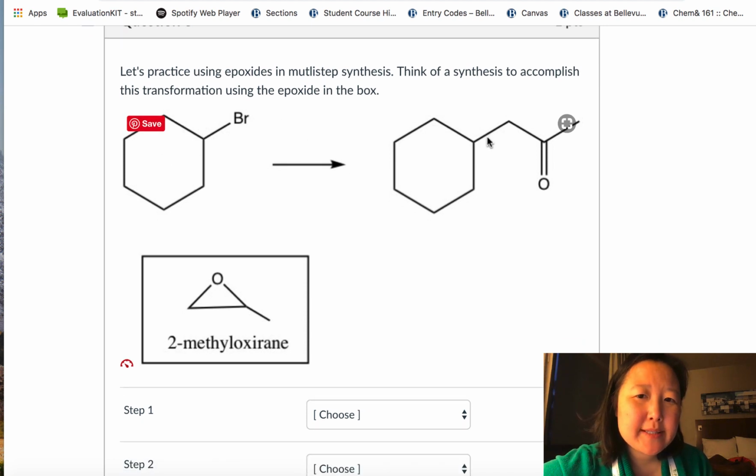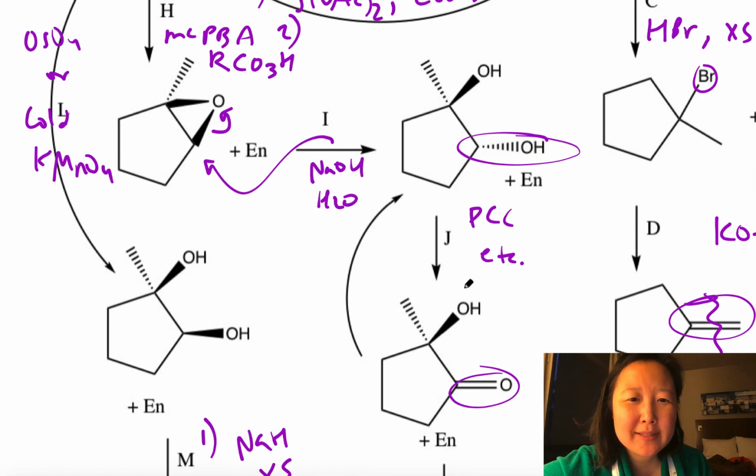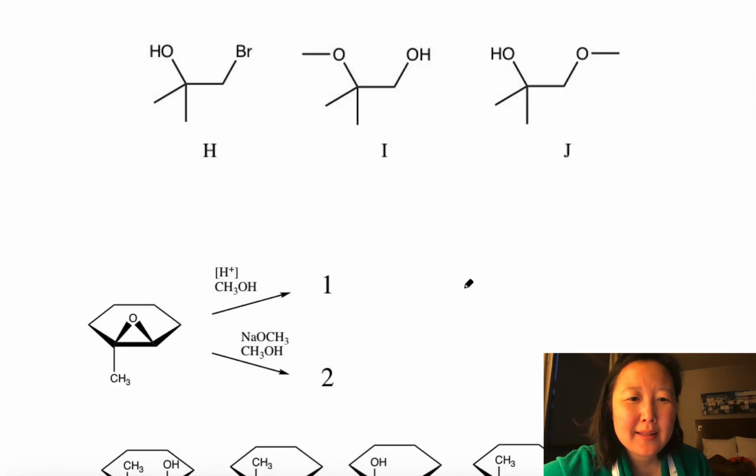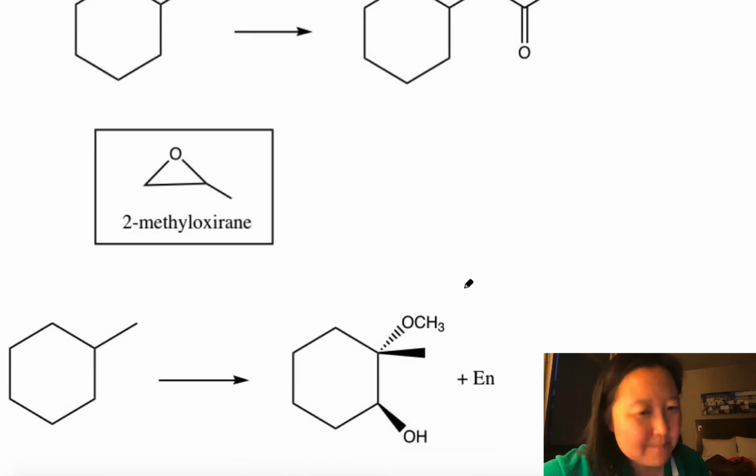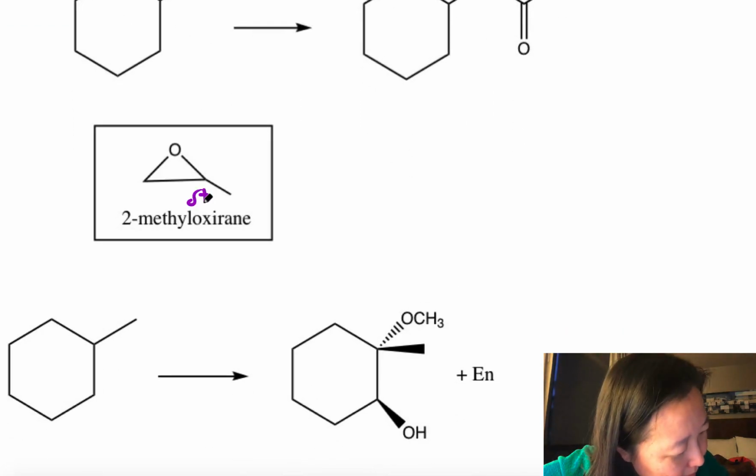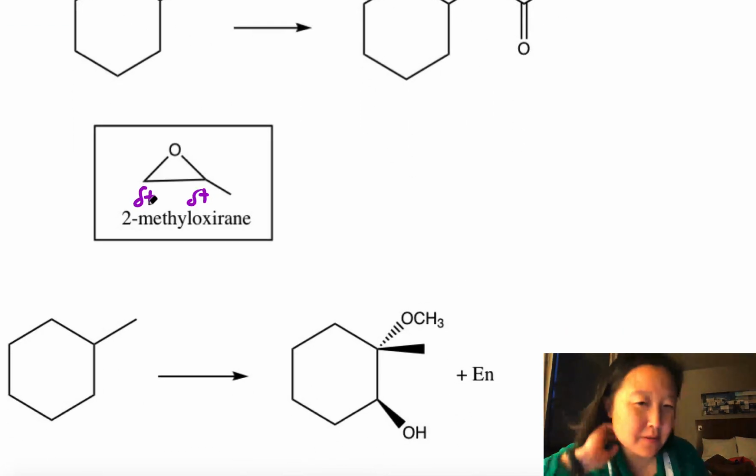Here, this is a multi-step synthesis involving this epoxide as an intermediate or as a reagent to use. So that's where I'm going to get all these carbons from. 1, 2, 3 carbons, 1, 2, 3. So how do I use this and this together? Well, remember, this is your electrophile because of the oxygen dipole. That's going to mean something like that, right?